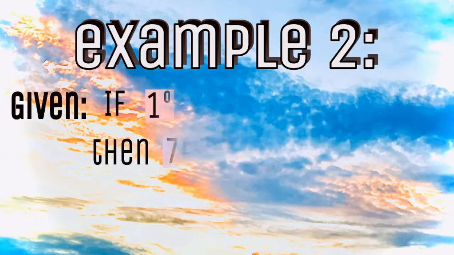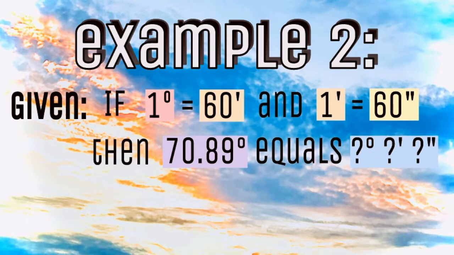Example 2. If 1 degree is 60 minutes and 1 minute is equal to 60 seconds, then 70.89 degrees equals how many degrees, minutes, and seconds? This example requires we go in the other direction.